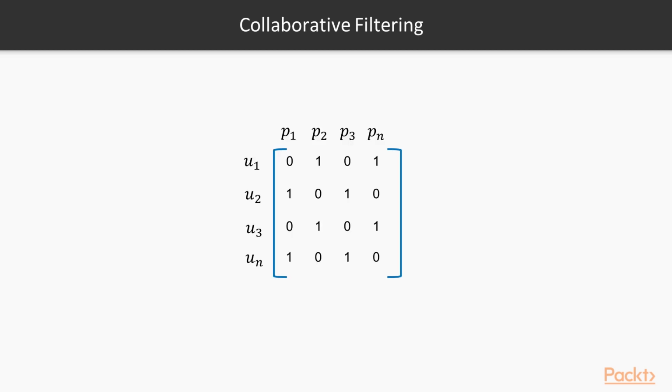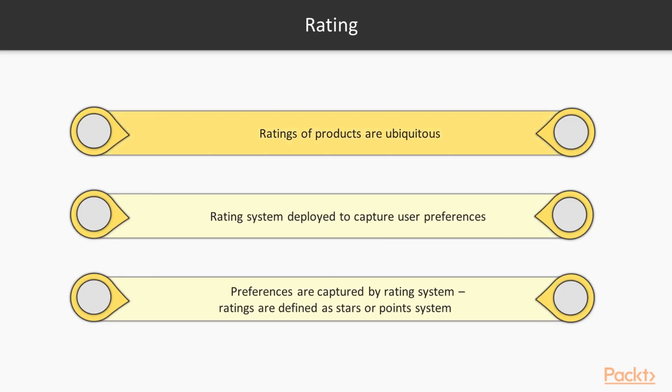The input to collaborative filtering is a matrix, where the rows are users and the columns are items. Cell values are the ratings provided by the user for a product. Ratings of products are ubiquitous in today's internet world. A rating system is deployed to capture user preferences. Preferences are typically captured by a rating system, where the ratings are defined as stars or a points system.